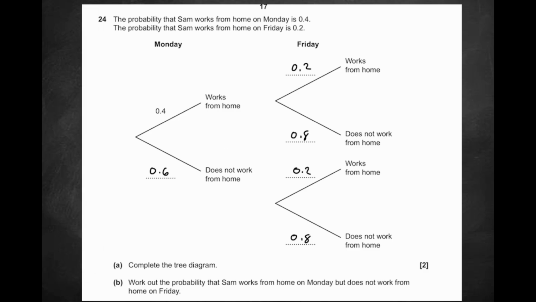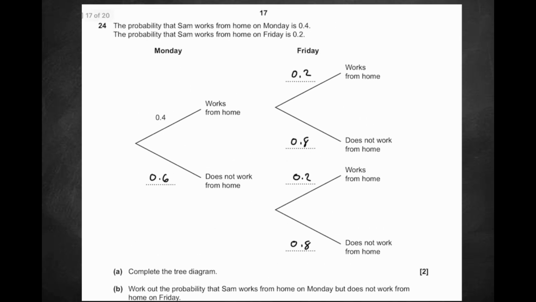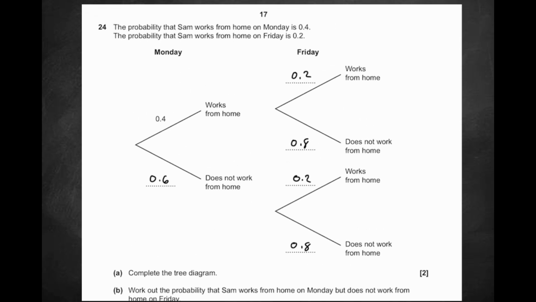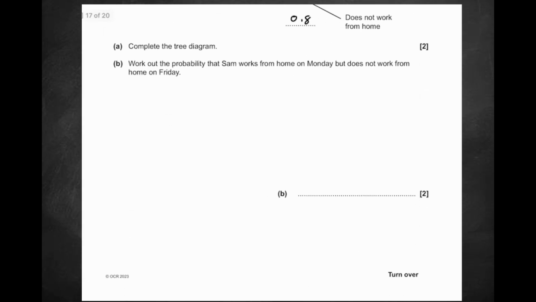Part B. Work out the probability that Sam works from home on Monday, but she does not work from home on Friday. So, yes on Monday, not on Friday. So we're going to go this way and then this way. It's going to be 0.4 multiplied by 0.8, which is just 0.32.